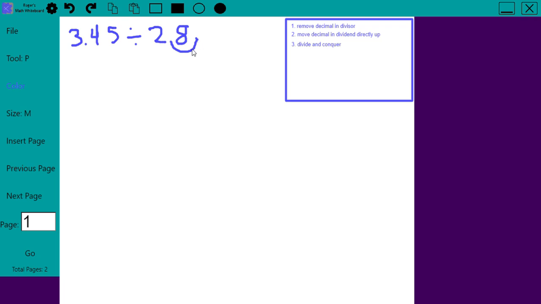But remember, anything I do to my divisor, I have to do to my dividend. So here we have 3.45, and I moved my decimal to the right once, so I have to move my decimal to the right once here. Now I have 34.5 divided by 28.